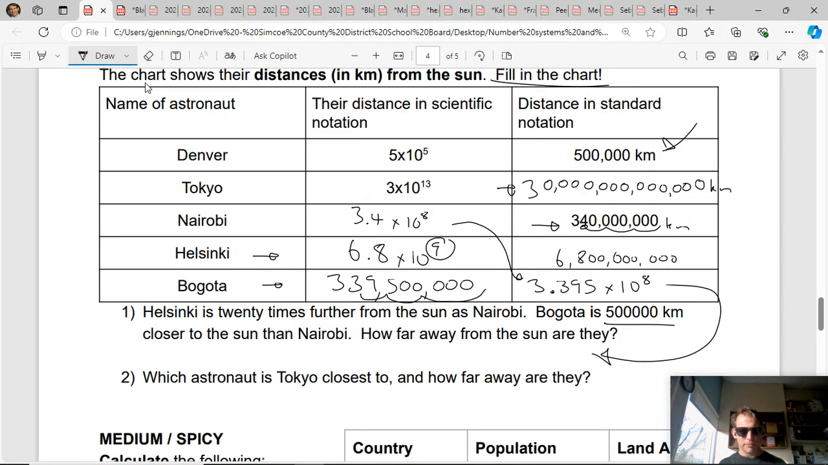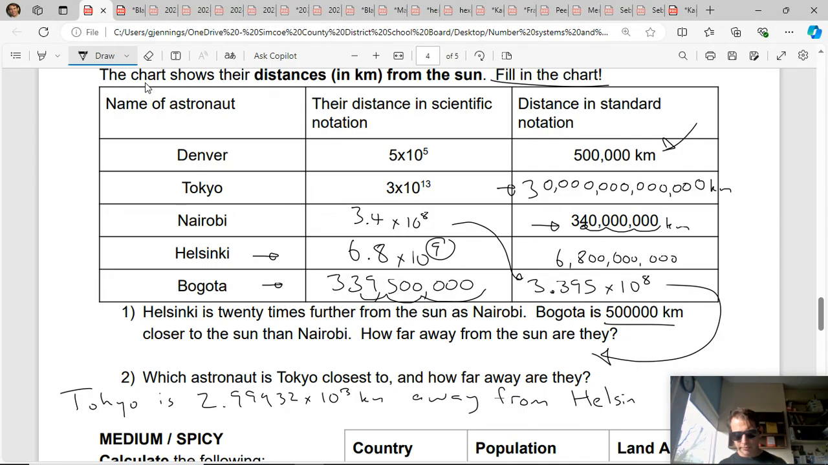2.99932 times 10 to the 13 kilometers. And you could say Tokyo is that many kilometers away from Helsinki. Cool. Let's go.